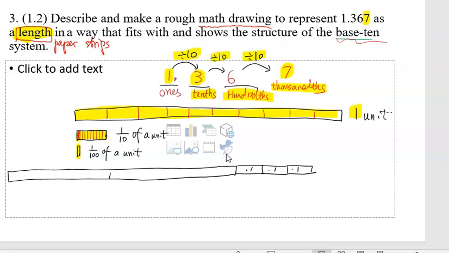Now in the 100th place, we have 6/100ths. Notice this is how big a 100th is. So I need 6 of these. I'm going to make the tiny ones. So that's 1, 2, 3, 4, 5, and 6. It's kind of hard for me to label, so I'm just going to label all of these as 0.06.